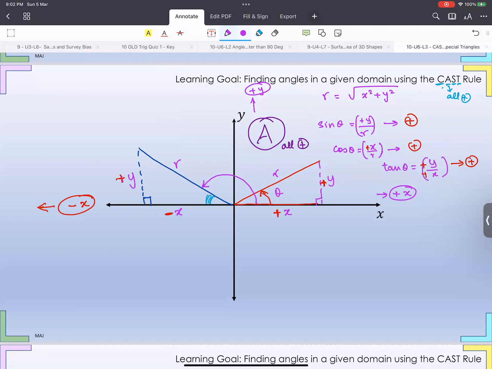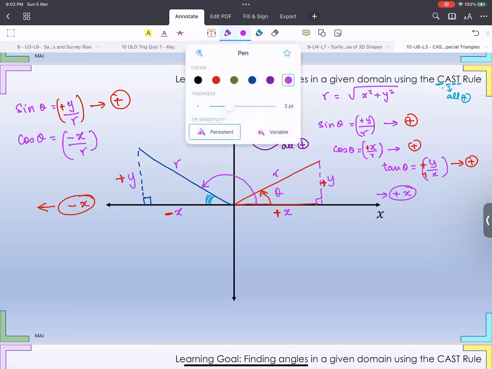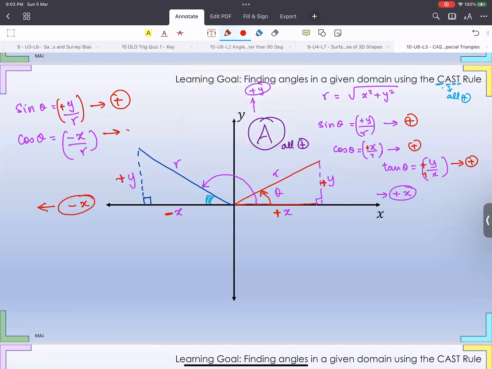If we look at sine theta, cos theta, and tan theta: sine theta is opposite over hypotenuse, so y over r. If I'm looking at plus and minus, all of that's going to be positive. Cos theta is adjacent over hypotenuse, which is negative x over r, and negative divided by positive is, guess what, negative. And then we're going to look at tan theta.